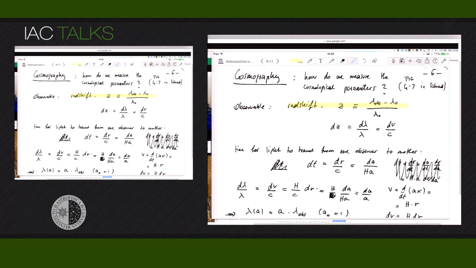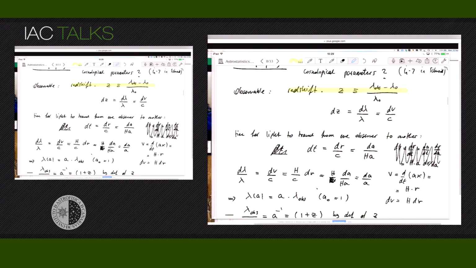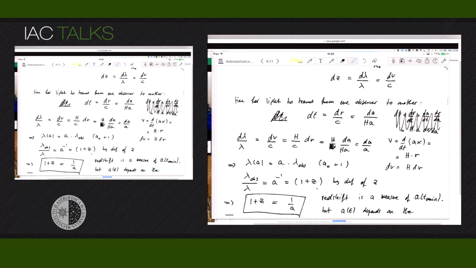And we can observe it by taking spectra of objects, of course. We can also write this down in differential form. So z is equal to d lambda over lambda, which is equal to v over c, where v is the recession velocity of the object. So let's now try to connect redshift with the scale factor. If we take our Newtonian model of the universe, and we ask what is the travel time dt that it takes for light to travel a distance dr, dt is equal to dr over c.